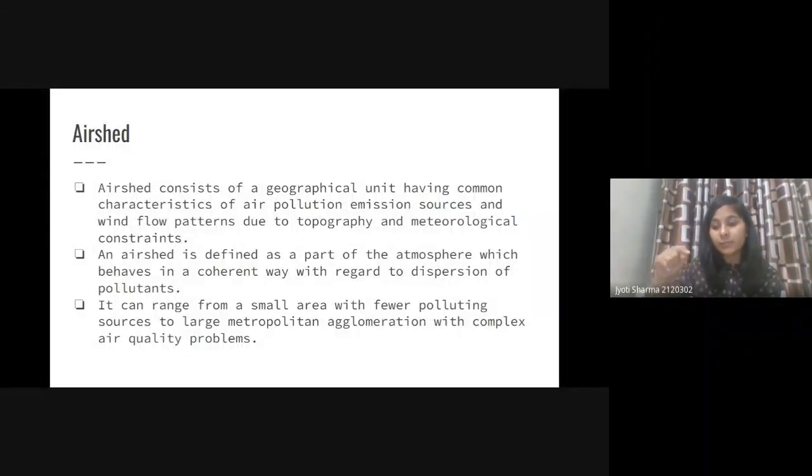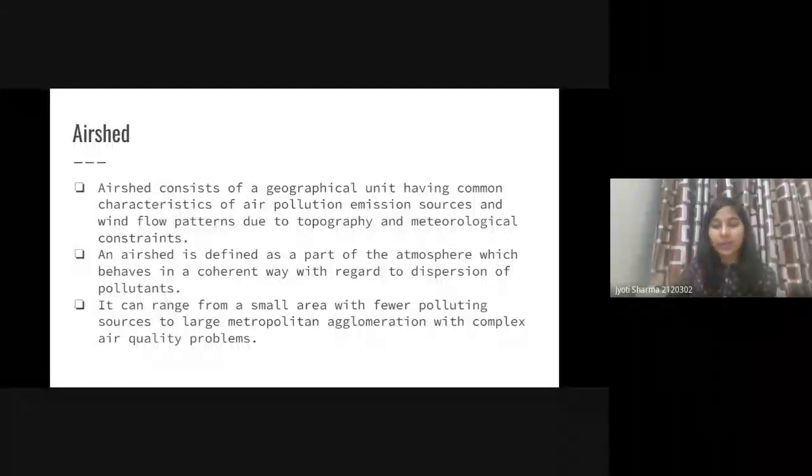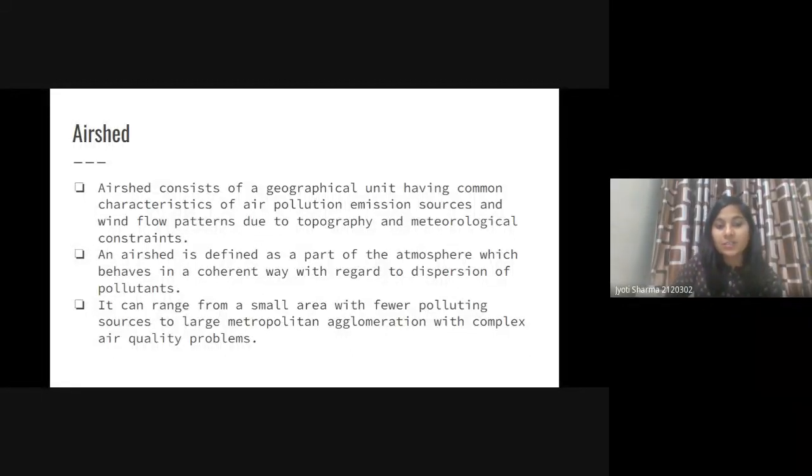For example, at one point, the concentration of air pollutant will be equal to the concentration at, let's say, the B point. So at every point the concentration will be uniformly distributed. If this is the condition, then we will call that particular area an airshed. According to the definition, it consists of a geographical unit that has the common characteristics of the air pollution emission source and wind flow pattern.